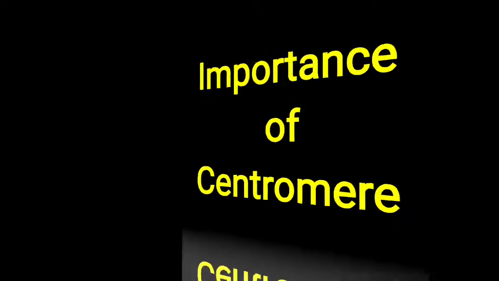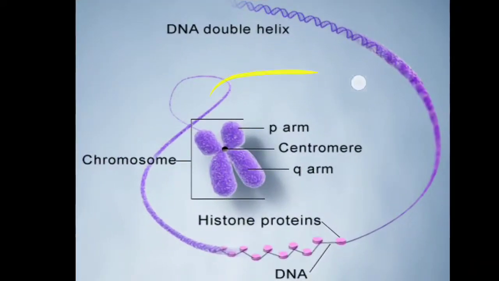Hello friends, today's topic is the importance of the centromere. The centromere is an important location on the chromosome, and we will look in this video at what its significance is in molecular biology. First of all, we will look at some organization of the DNA.